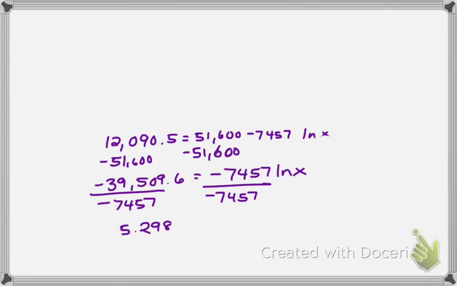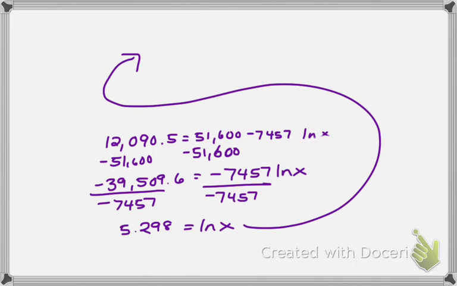5.298 is equal to the natural log of x. So to solve any logarithmic equation, you have to do the inverse of it, which is exponential. So turn this into an exponential equation. What's my base of the natural log? Natural log. Base of natural log is e to what power? 5.298 is equal to x.